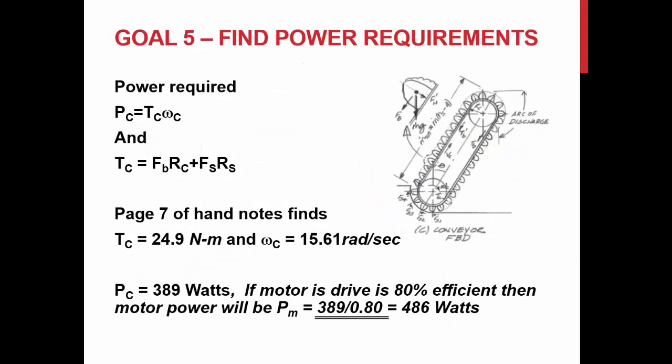We can calculate the torque requirements based on the force in the belt and the radius of the conveyor drive, along with the force on the scoops and the radius out to the tips of the scoops. Again, we have the torque requirements as we established being 24.9 newton meters, and the rotational speed of the conveyor being 15.61 radians per second at the drive wheel. If we take a look at the power requirement of 389 watts for mining, and if we understand that the drivetrain is only 80% efficient, then we can calculate the power required at the output shaft of the motor, which in this case winds up being 486 watts.